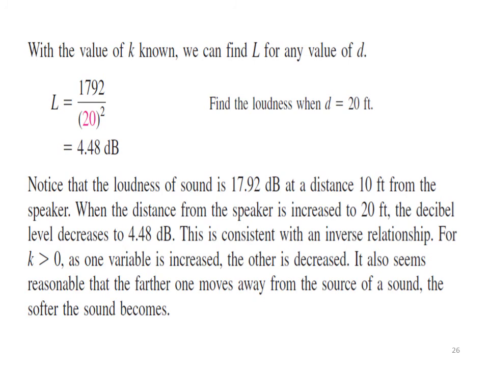For K greater than 0, as one variable increased, the other one decreased. The relationship gives you how much the first variable decreased when the second variable increased. But this is an example now of inverse variations.